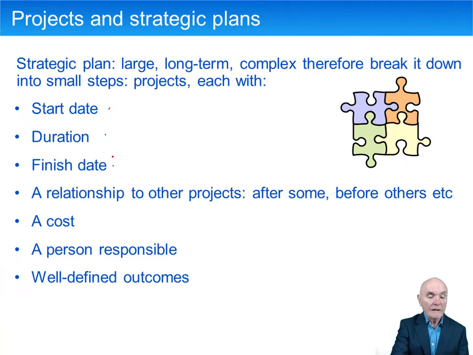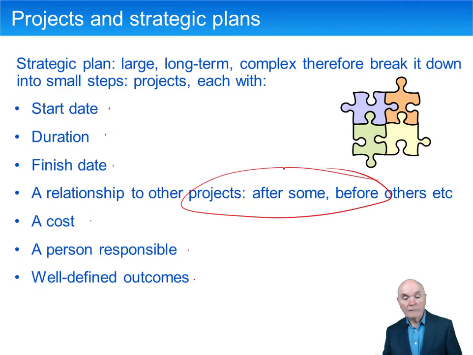With that, we can put in a cost, and we can assign a person to it, and we can have well-defined outcomes. And also, we can see what should be done first, the relationship with other projects. So before we begin recruiting people, we have to have an office to put them in. Before we can start putting machinery into factories, we have to have a factory built and so on. There's usually a kind of logical sequence to getting the parts of the plan ready. So it breaks it down: start, duration, end date.